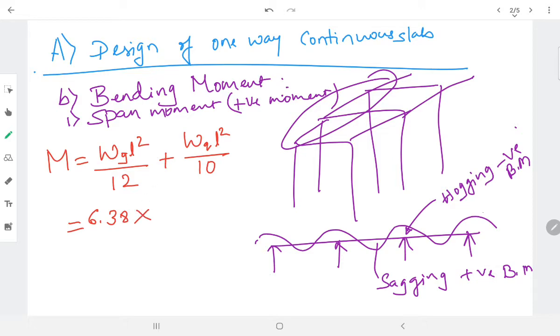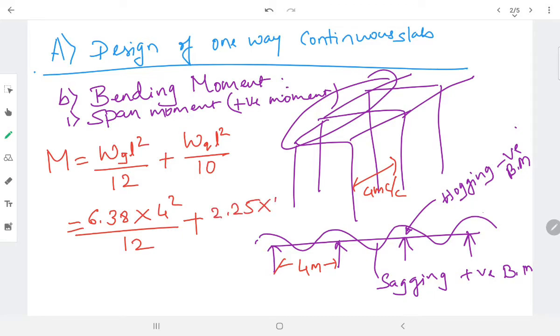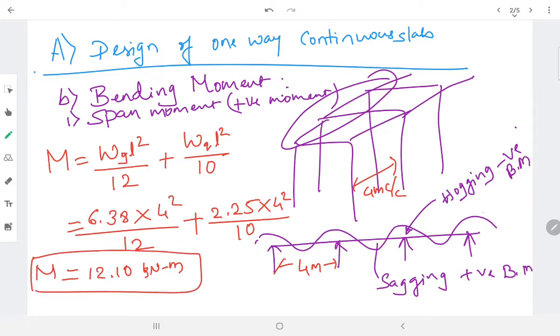L is the spacing between these two frames, so 4 meters center to center, it's already given. Here also I can write it as 4 meters center to center. So 6.38 into 4 square divided by 12. Next, WQ is the live load, which we have calculated as 2.25, into L square, 4 square, divided by 10. So it will give a result of 12.10 kilonewton meter. This is the positive moment acting in the slab, that is the span moment.